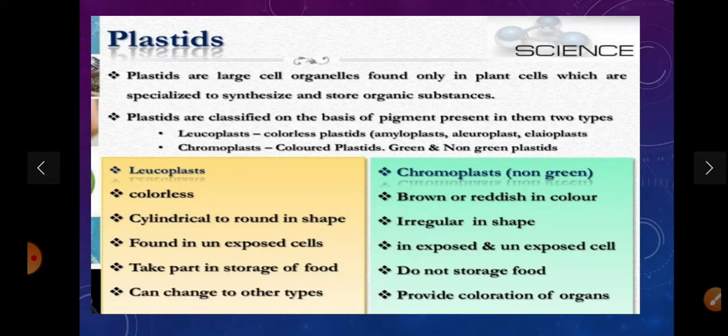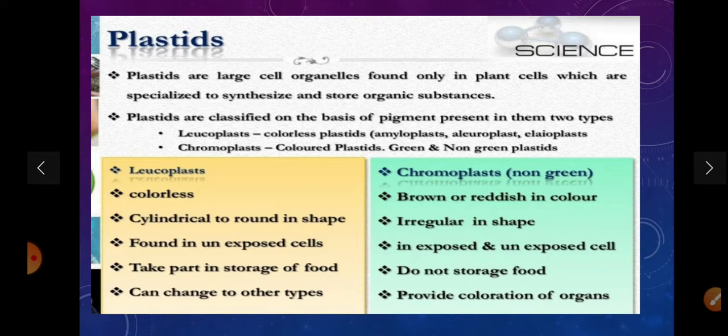Plastids are large cell organelles found only in plant cells which are specialized to synthesize and store organic substances. Plastids are further classified on the basis of pigment present in them, that is of two types, leucoplast and chromoplast. Leucoplasts are colorless whereas chromoplasts are colored plastids. And what is the difference between leucoplast and chromoplast?